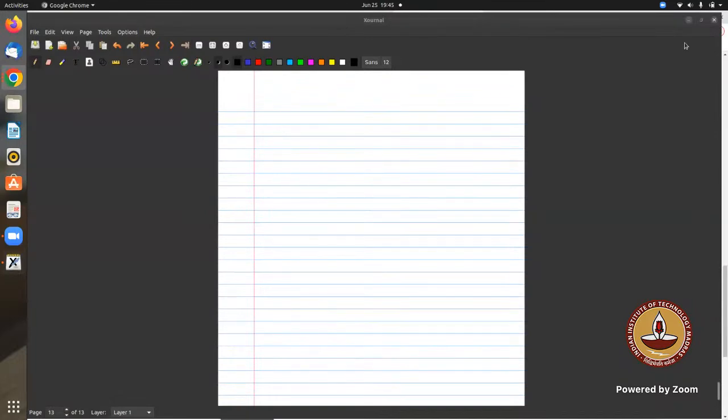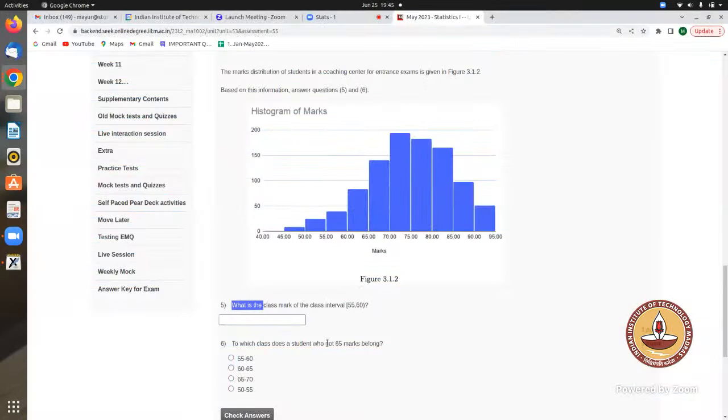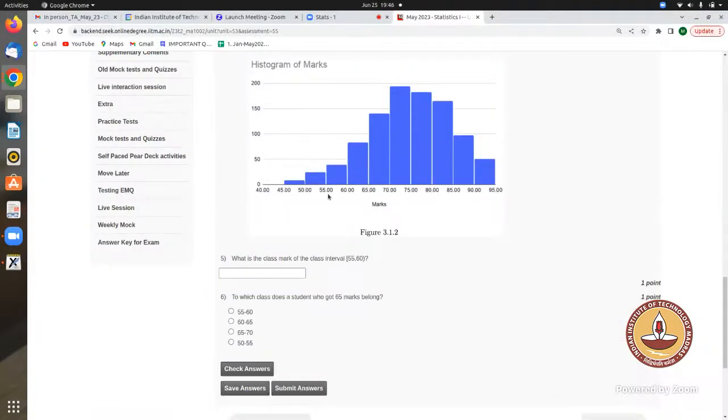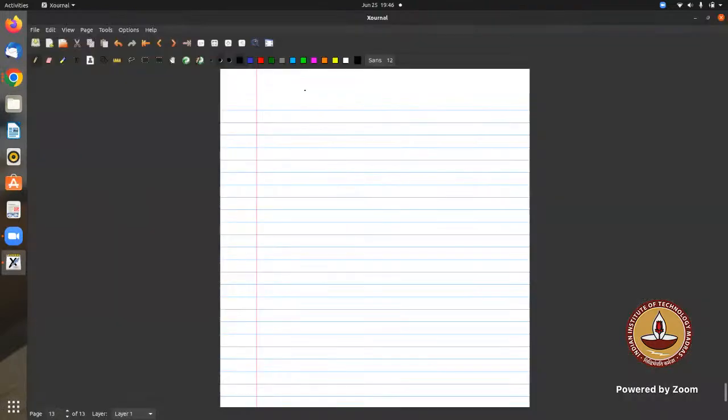Then, to which class does the student who got 65 belong? So 65 will belong to 60 to 65 or 65 to 70? 65 to 70, sir. So this is the sixth question. 60 to 65 is including 60, excluding 65. 65 to 70 is including 65. So 65 will go to which class, the left one or the right one? The right one. Right, 65 to 70. This is the answer.